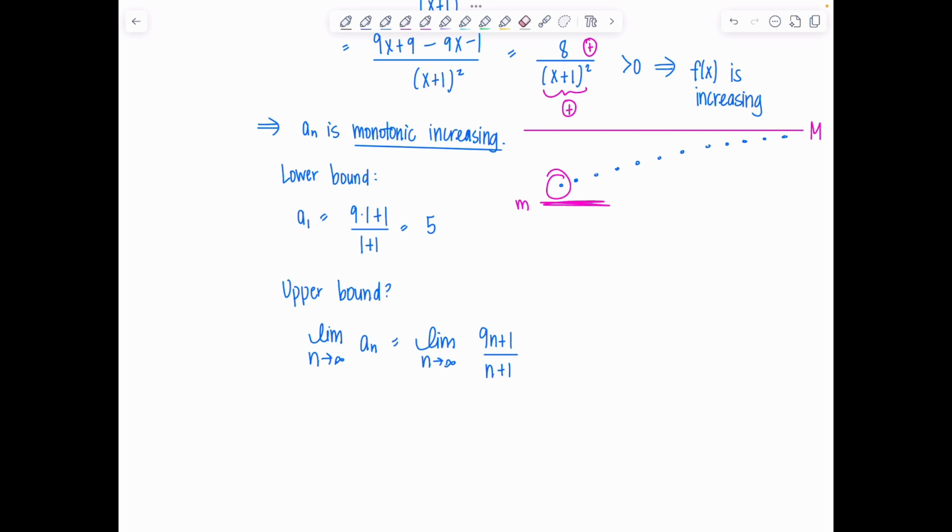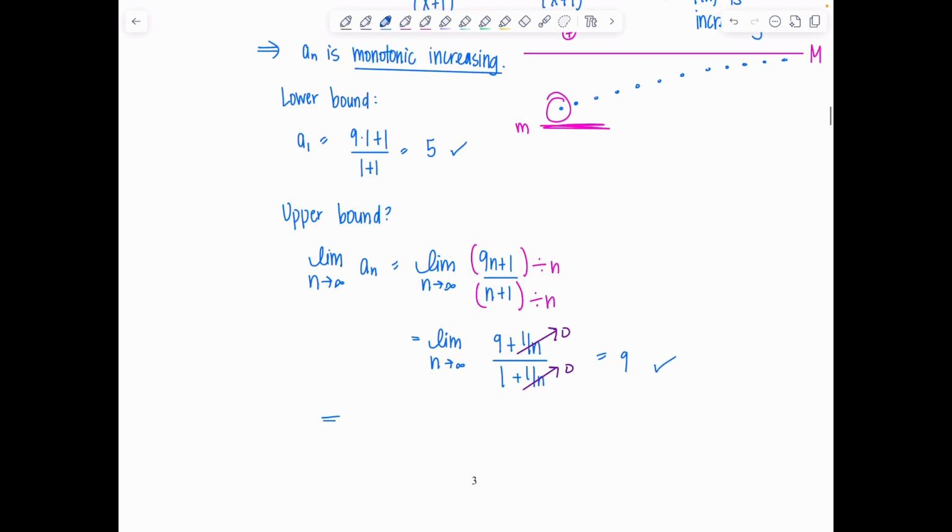And then again, just divide everybody by n to the first. Divide by n, divide by n. So then this is going to be the limit as n approaches infinity of (9 plus 1 over n) over (1 plus 1 over n). Okay, then this goes to 0, this goes to 0. So the limit is 9. So then that's my upper bound.